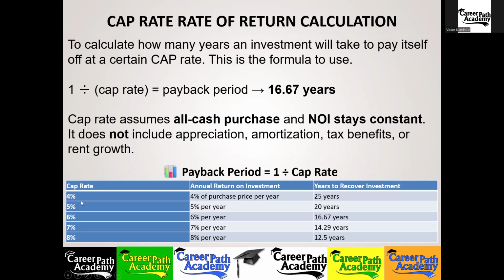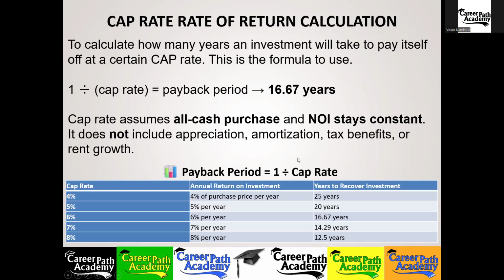So if you have a cap rate of only 4%, it's going to take you 25 years to recover your purchase price. If you got a cap rate of 6%, it'll take 16.67 years. And at 8%, it'll take you 12 and a half years to recoup all your money to buy that property. So 8% cap rate's actually pretty good. So if you guys want to take note of this formula, you're not going to find it in the book.